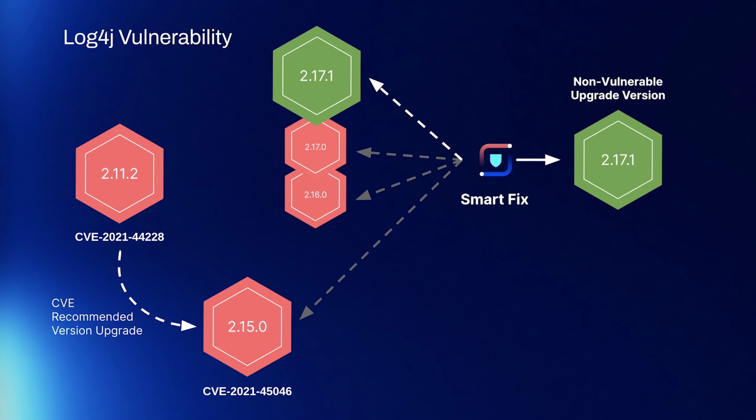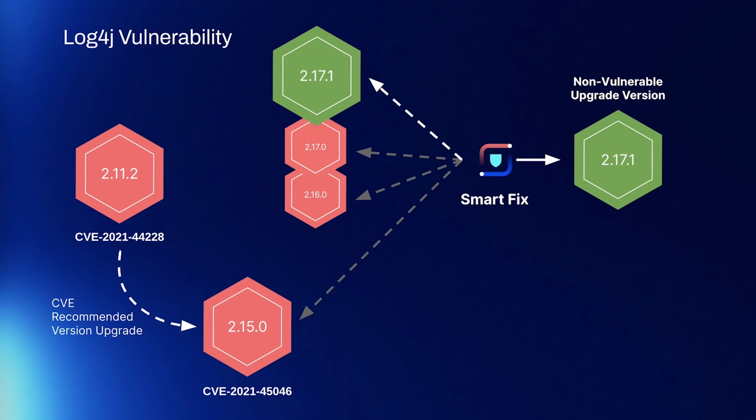According to the CVE-2021-44228, to address this log4j vulnerability, the fixed version is 2.15.0. But 2.15.0 has another critical vulnerability, CVE-2021-45046. Taking the recommendation from the CVE would mean potentially several more iterations on upgrade planning.